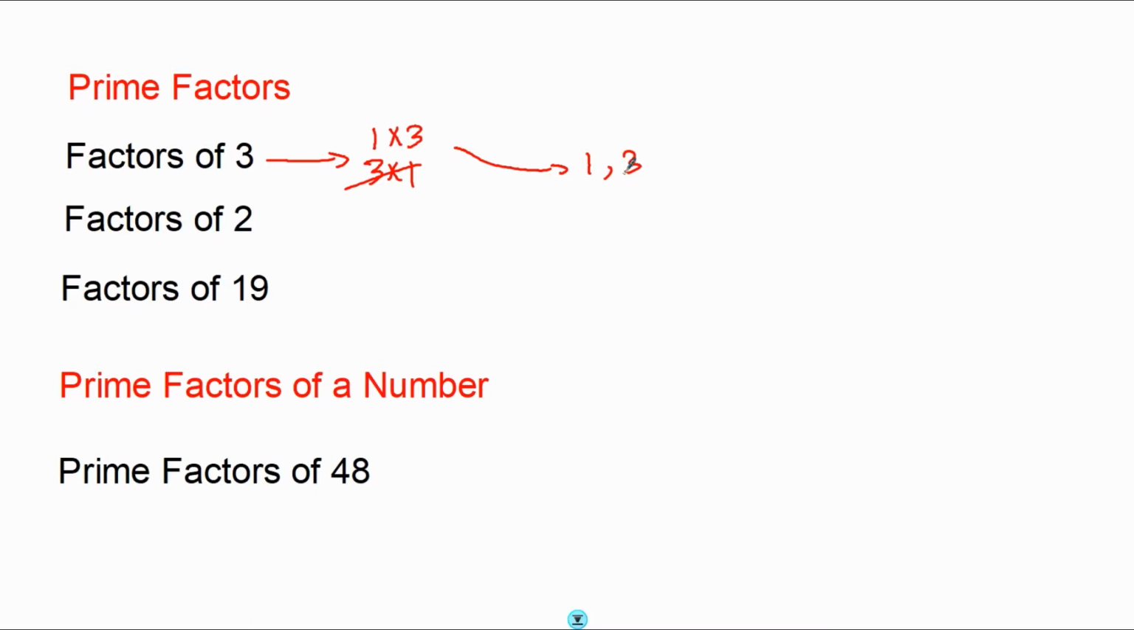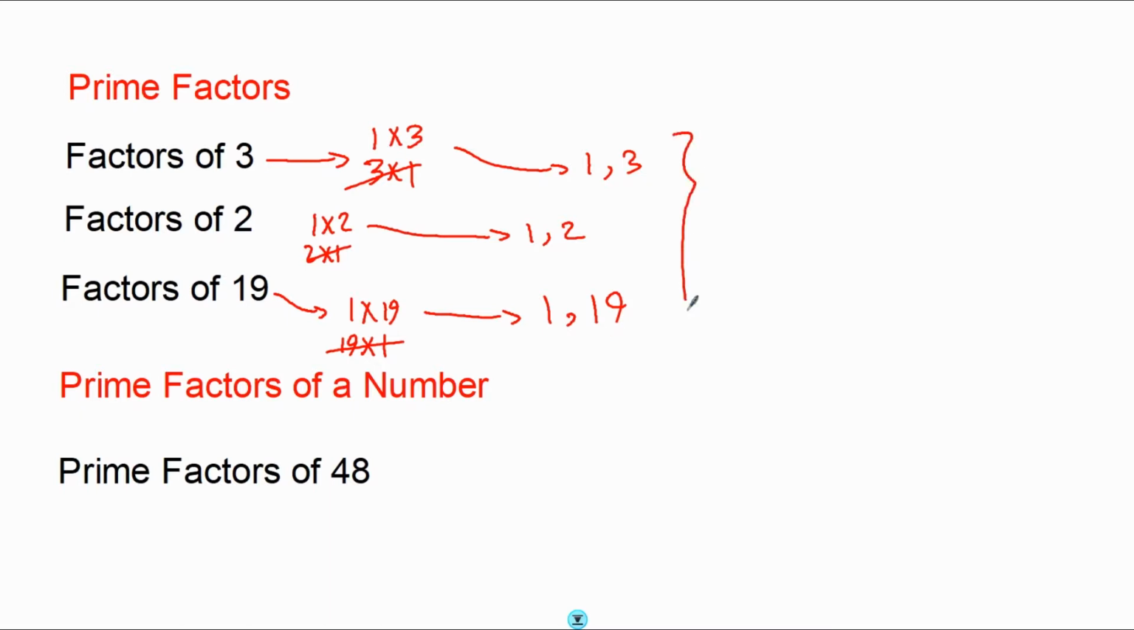In the same way, if we have the 2, we have 1 times 2 gives 2, and 2 times 1 gives 2, but again, that's a repeat. The factors of 2 are 1 and 2. And if we continue with 19, we have 1 times 19, which is 19, and nothing else gives 19 until we get to 19 times 1, again, which is a repeat. Therefore, the factors of 19 are 1 and 19. These sort of numbers that have just 2 factors, we call them prime numbers.